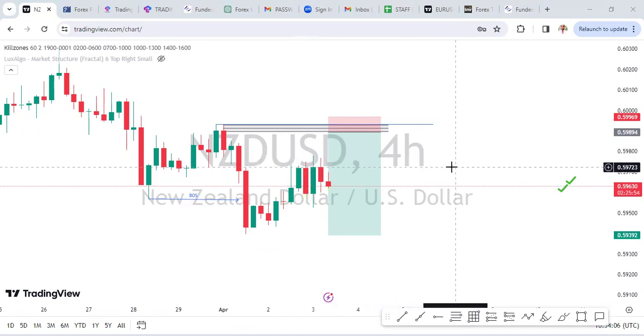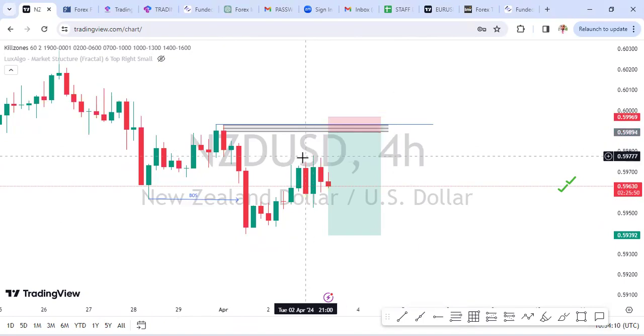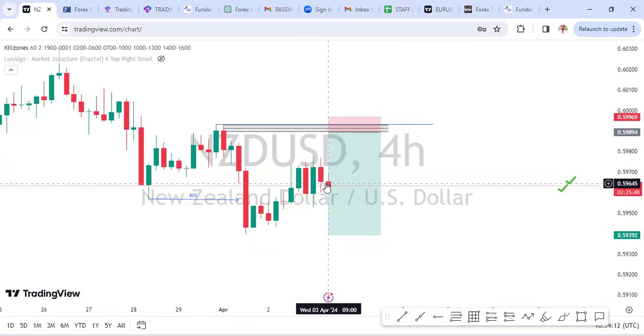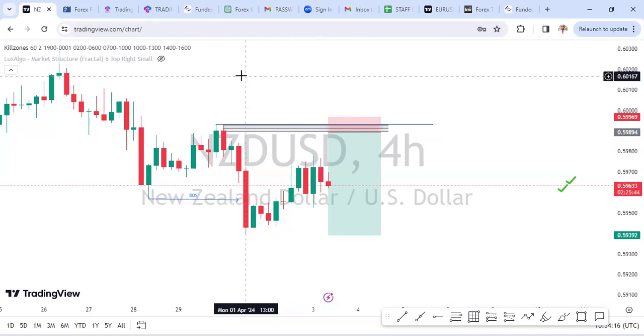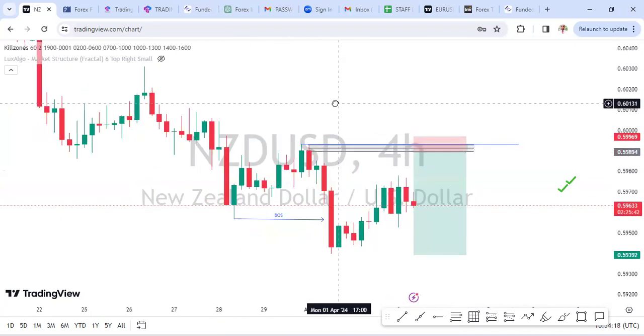When you come to H1, you will see clearly. All these are liquidity builds. So if price pushes to this supply, it will be a very good sell on NZD USD. So I'm looking for a sell on that. I already posted it to the VIP group.